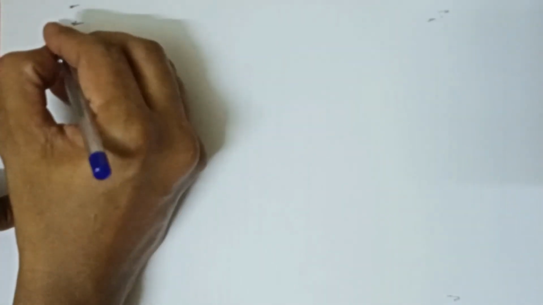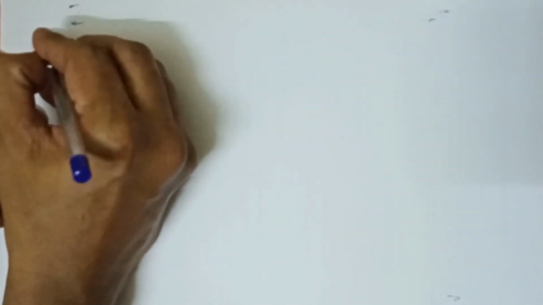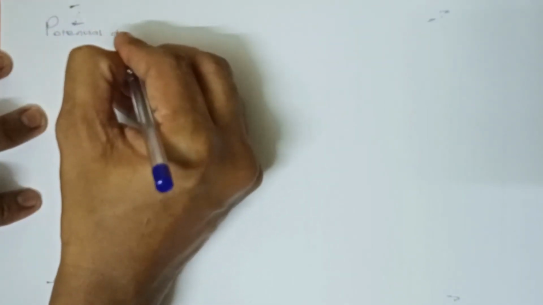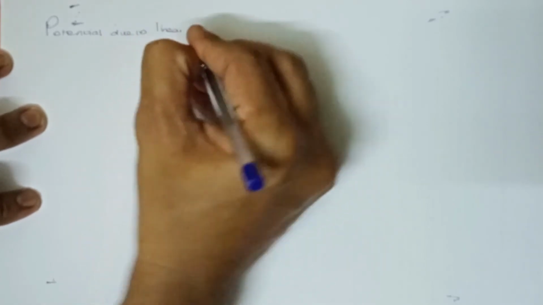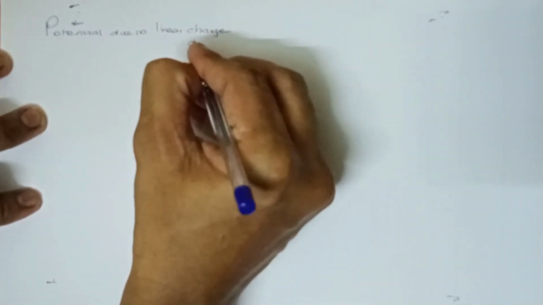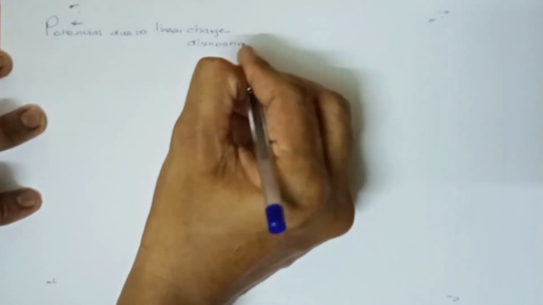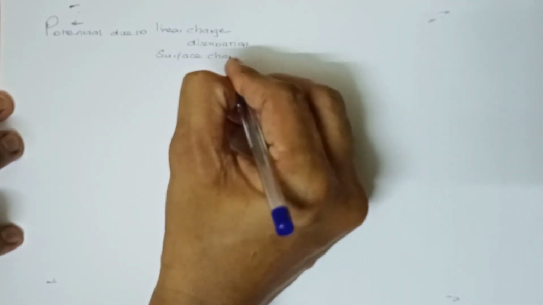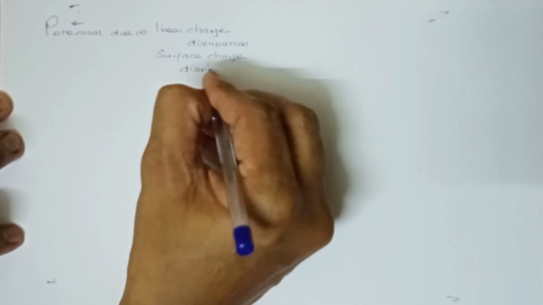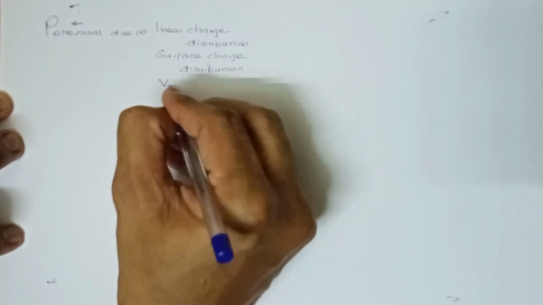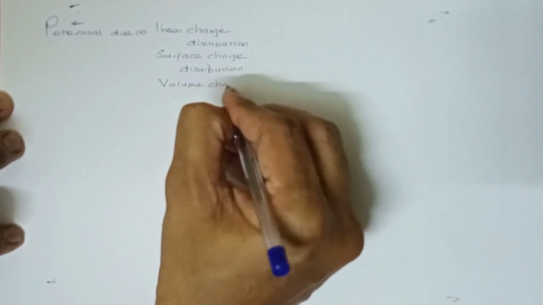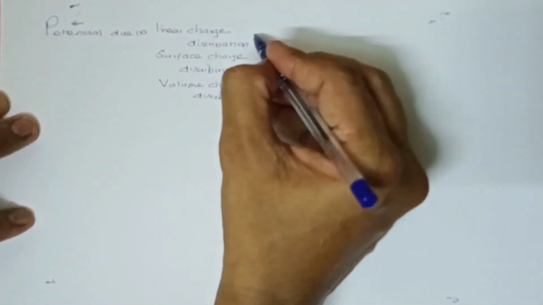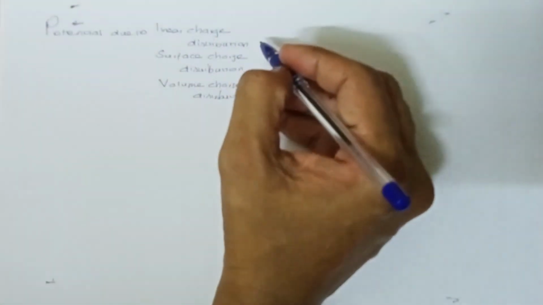In the previous session we discussed the potential due to the point charge. In this session we are going to discuss the potential due to linear charge distribution, then surface charge distribution, and volume charge distribution. So three things we are going to discuss based on the potential due to the point charge.